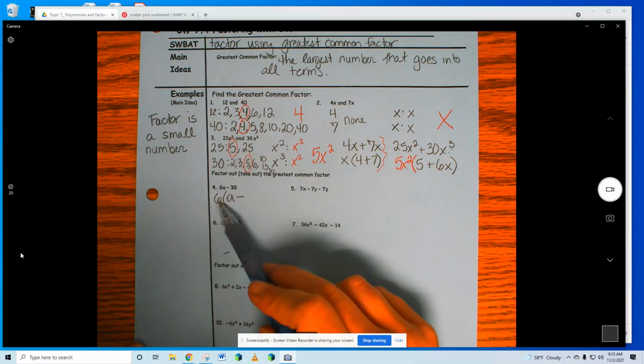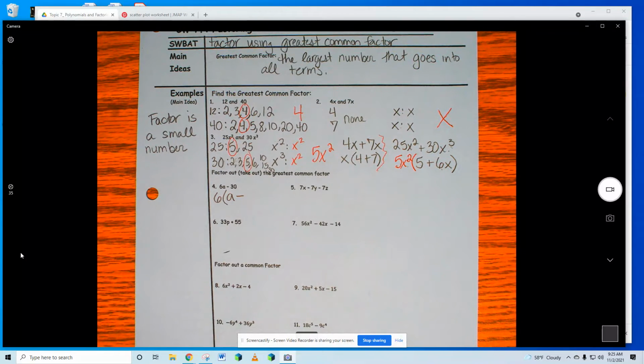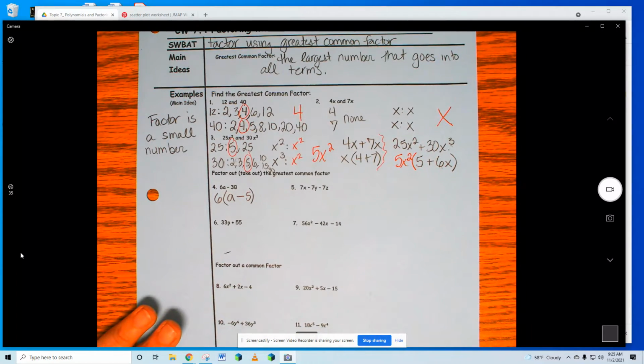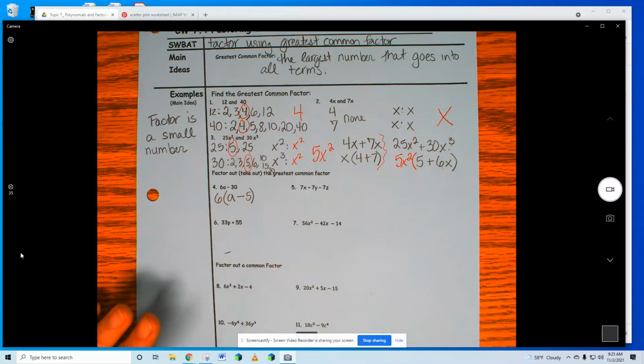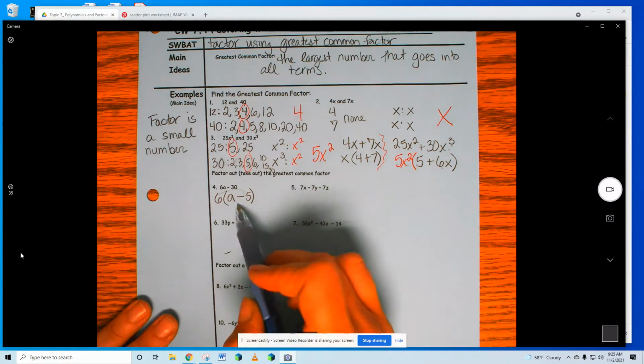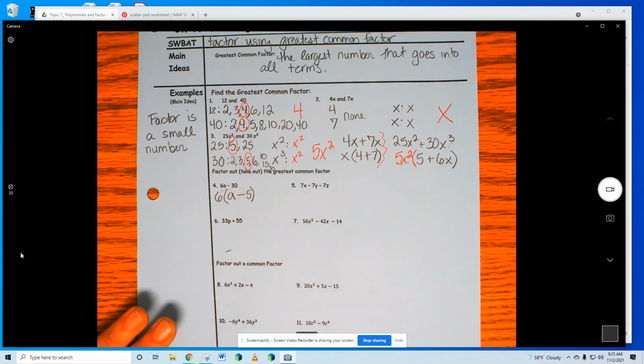What's 30 divided out of 6? What's still left? It's division. This is not subtraction or adding. You said 5 because 6 times 5 is 30? Okay. And you're done. That's it. If you want to check just to make sure 6A minus 30, you can do it in your head by distributing. But I don't want you to write down the 6A minus 30.